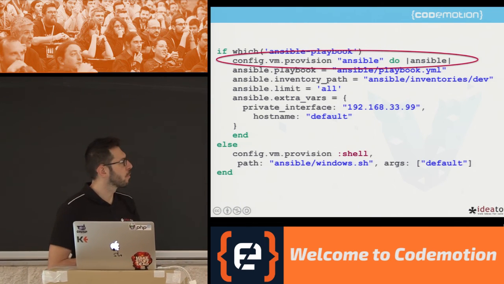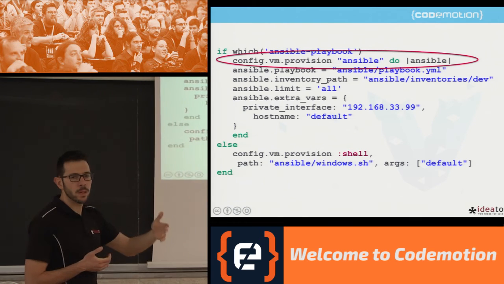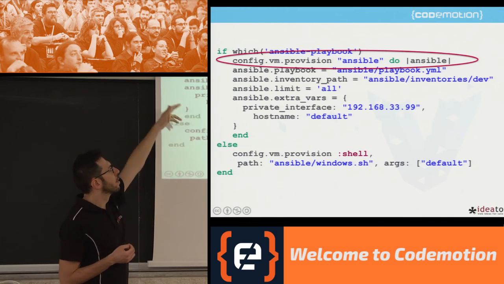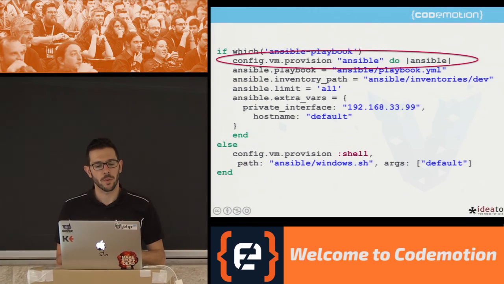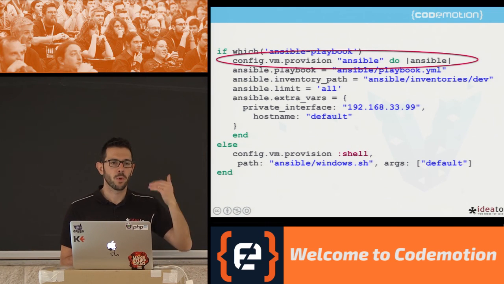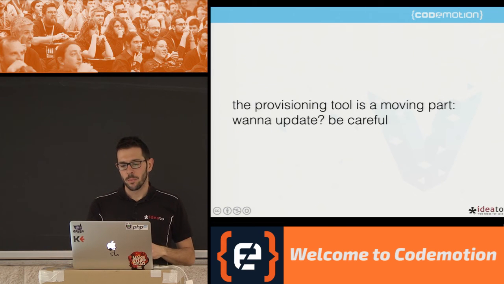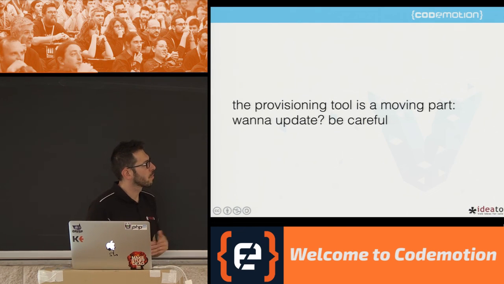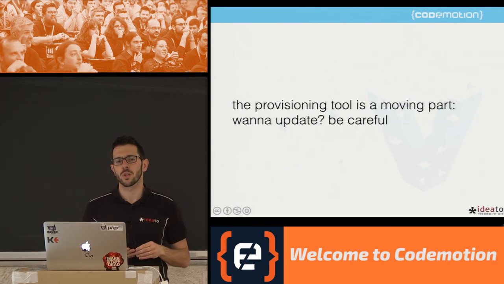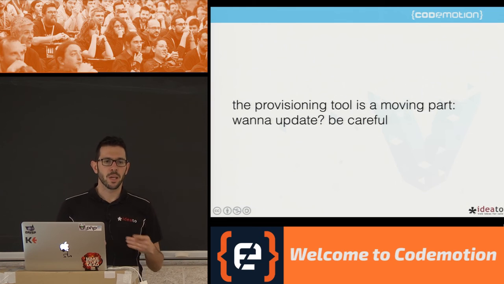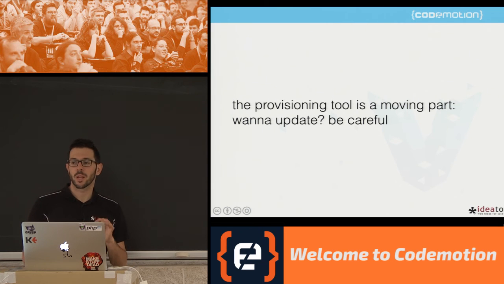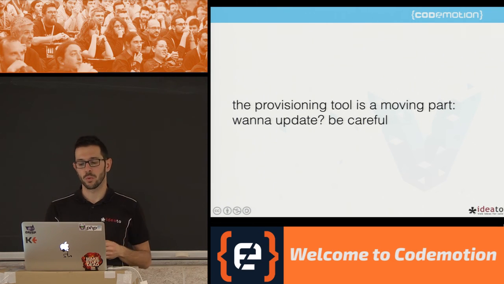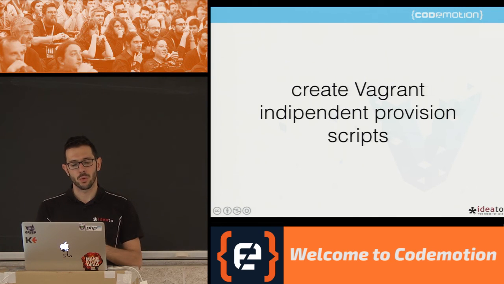And what if there is a new version of Ansible you want to use, but some of the parameters are not mapped in the Vagrantfile because they weren't present in the version before. What I'd like you to remember is that the provisioning tool you use for provisioning the machine is a moving part, okay? Be careful when you upgrade it. You should try to stick to one version and be careful when you want to bump the version of the provisioning tool up.